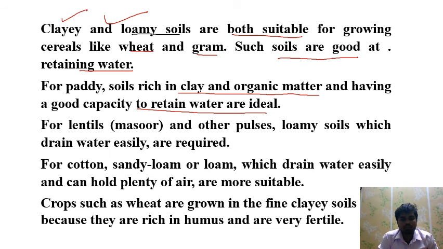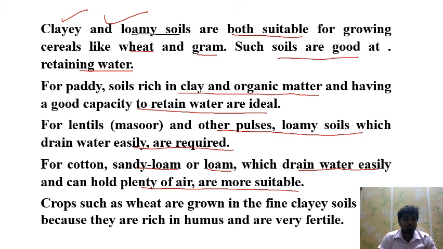For lentils and other pulses, loamy soil which drains water easily is required. For cotton, sandy loamy or loamy soils which drain the water easily and can hold plenty of air are more suitable. So plenty of air is there in sandy loamy soil. Crops such as wheat are grown in fine clay soil because it is rich in humus and very fertile.